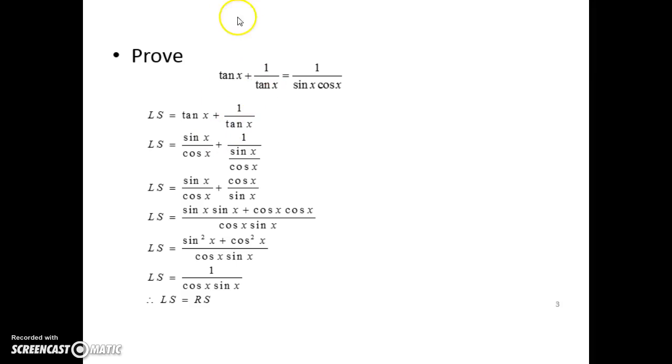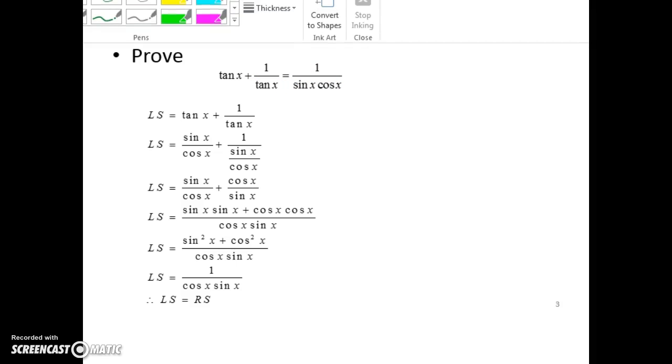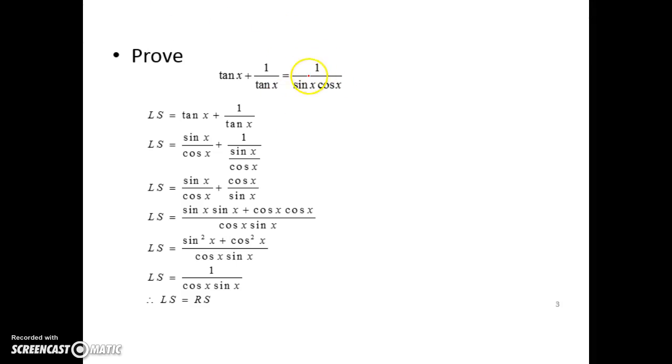So now we want to prove that the tangent of x plus 1 over the tangent of x equals 1 over the sine of x times cosine of x. So we're going to work on the left-hand side. We're going to leave the right-hand side the way it is, and we want to rewrite the left-hand side until it matches the right-hand side. All right, so tangent is sine over cosine. 1 over tangent is 1 over sine over cosine, so we would take that bottom fraction and we would flip it and multiply straight across.